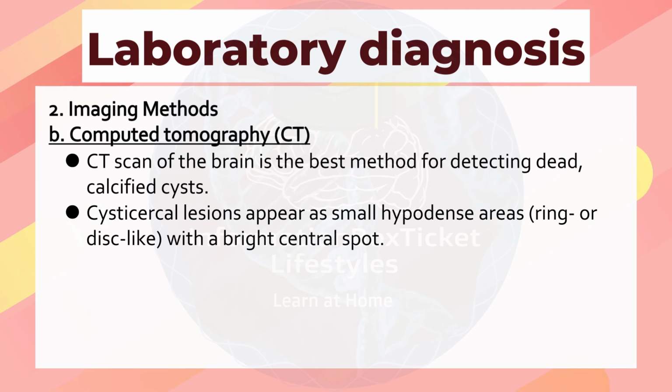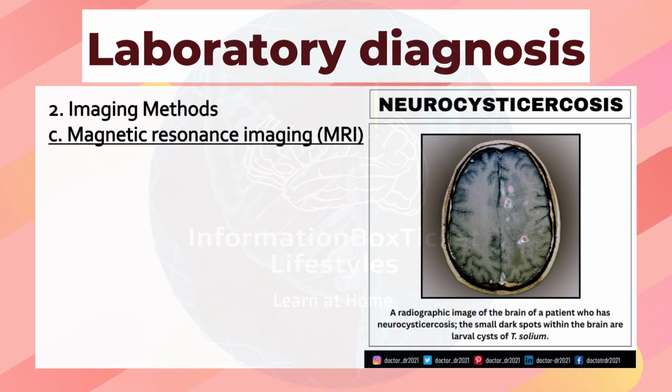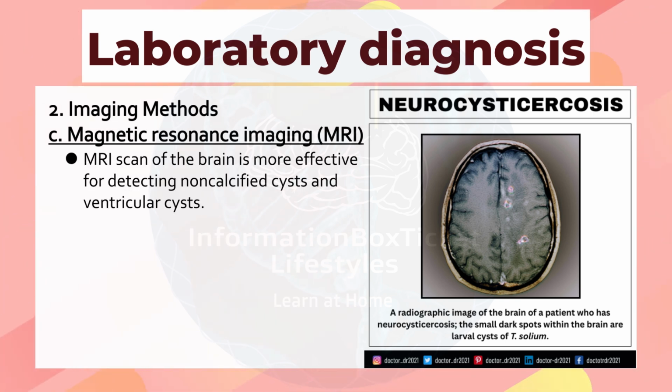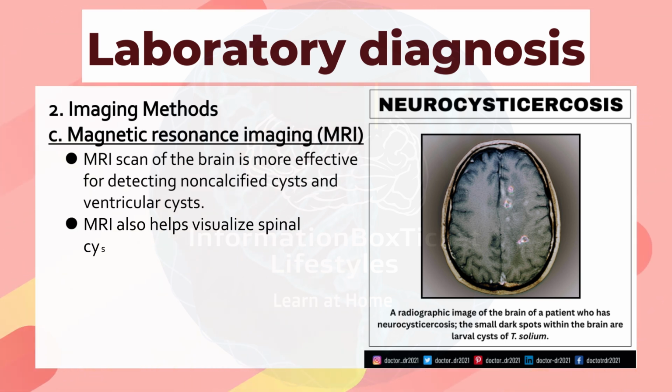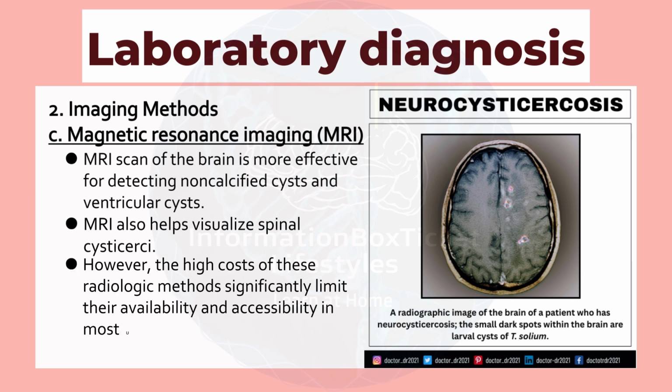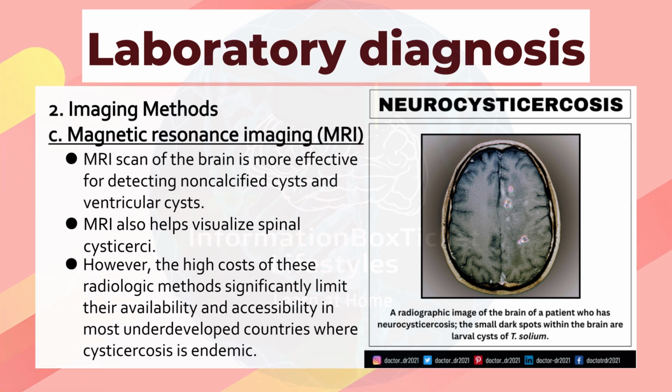Cysticercal lesions appear as small hypodense areas, ring or disc-like, with a bright central spot. C. Magnetic resonance imaging. MRI scan of the brain is more effective for detecting non-calcified cysts and ventricular cysts. MRI also helps visualize spinal cysticerci. However, the high costs of these radiologic methods significantly limit their availability and accessibility in most underdeveloped countries where cysticercosis is endemic.